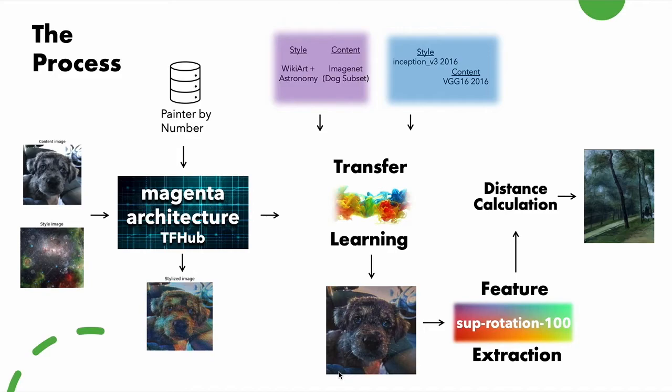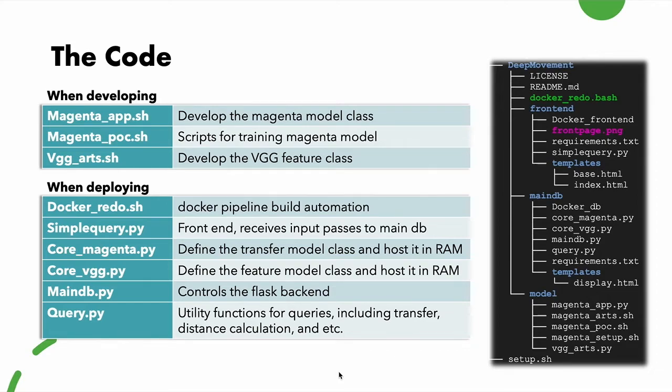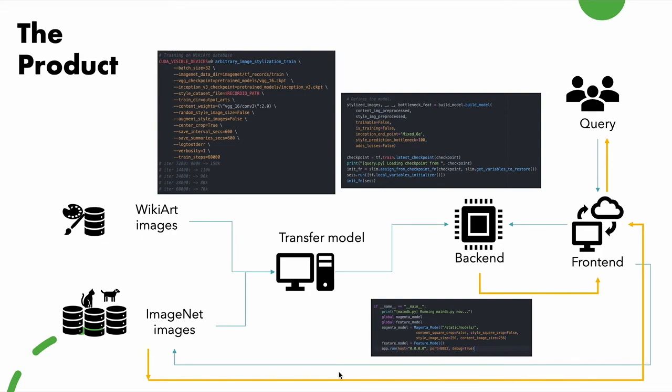At that point, we used ResNet 100 for feature extraction, then calculate the distance between images in our artist database to obtain the painting most like the stylized image. This is a snapshot of our code for further perusal. Here you can see how we turn this application into a product with input data, a transfer model, and user access to the front end with actions controlled by a working backend.